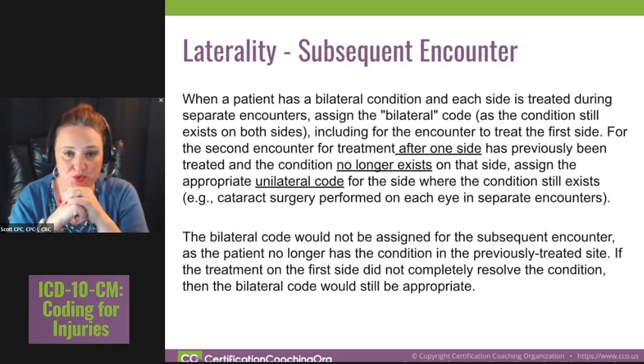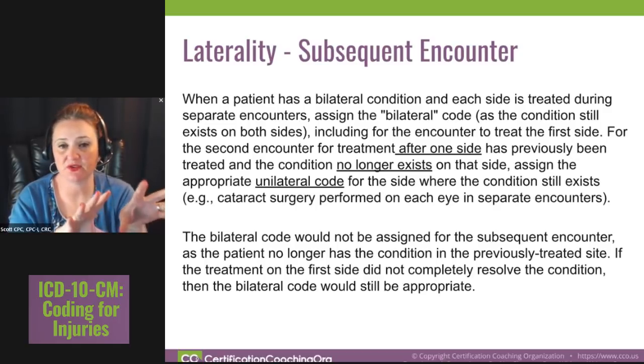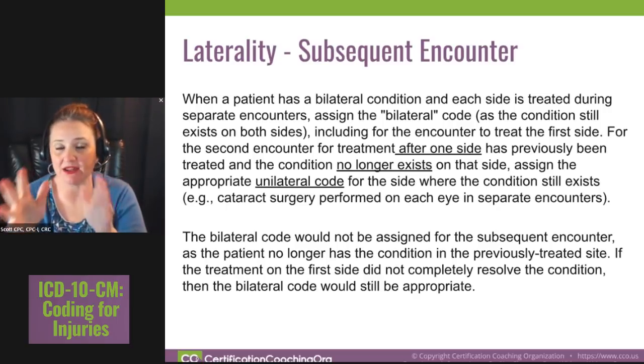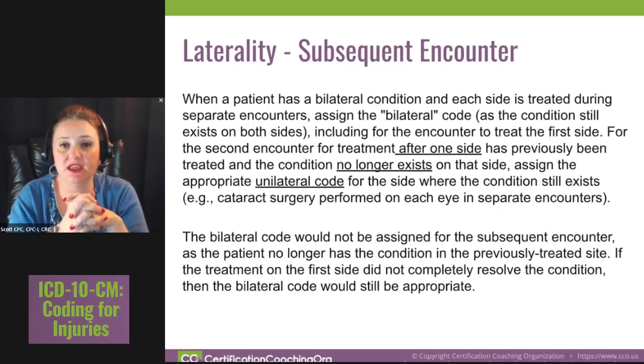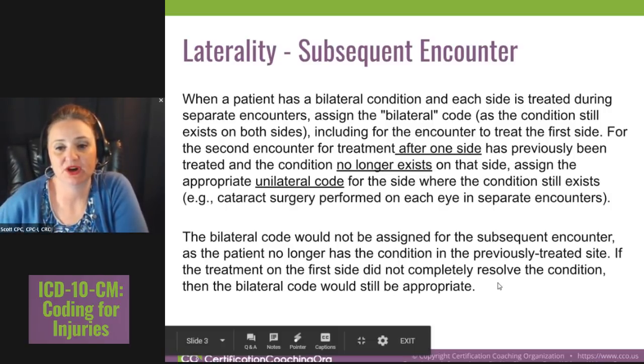Just make sure that when you look at the reason the person was there for an initial encounter, okay, they come back for a second encounter and there's laterality in the codes, that the codes still need to be defined as bilateral, or if it needs to be switched to a unilateral code, right? And that is going to be on a subsequent encounter.